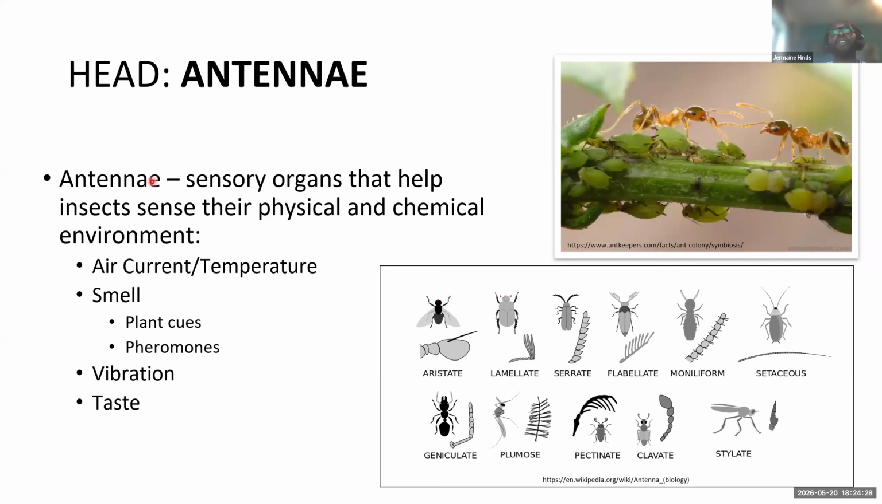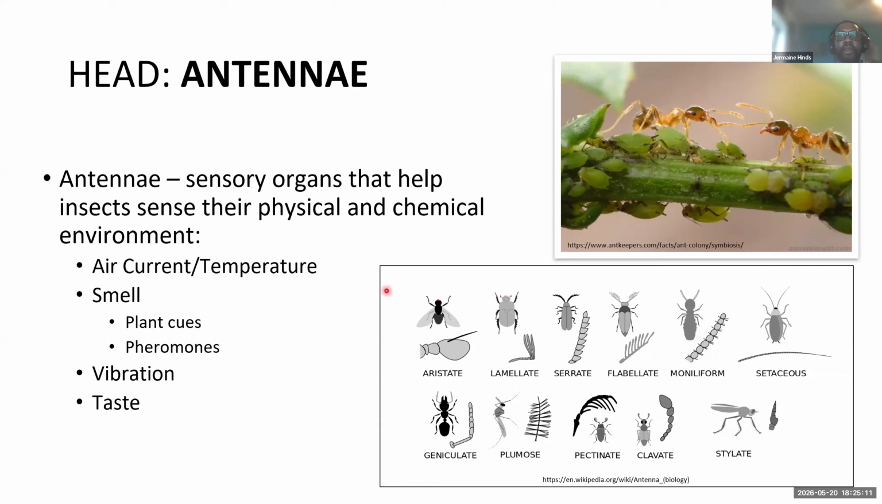The antennae are sensory organs that help insects sense their physical and chemical environment. In the case of ants, they use their antennae to tell if another ant is from the same colony. They're smelling and tasting with their antennae, through chemical reception or chemoreception. Antennae can help ants detect air currents and temperature. They can smell plant cues: am I on the right plant? They can smell pheromones: do you have the same pheromones as my nestmate? They can detect vibrations, so if there are predators around, and taste. So tasting the plant or anything in the environment to see what it is.